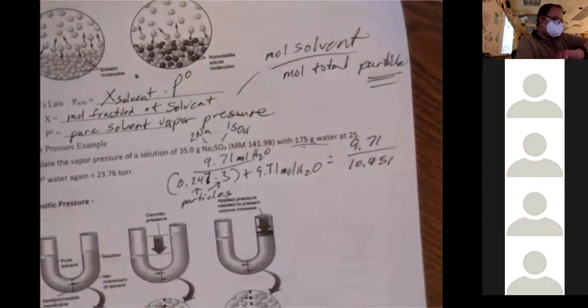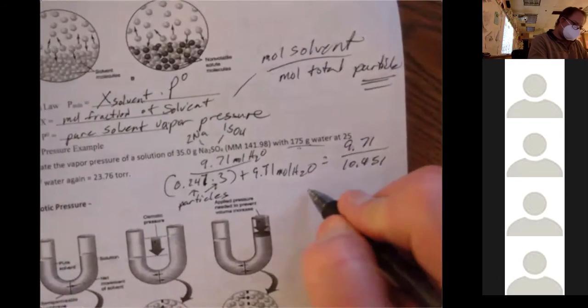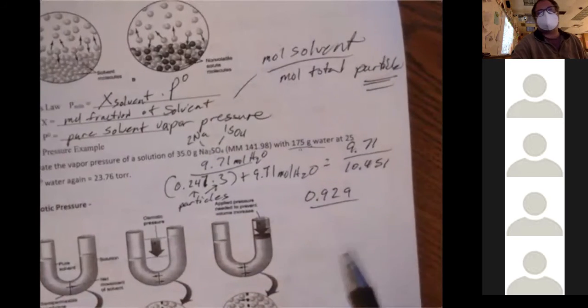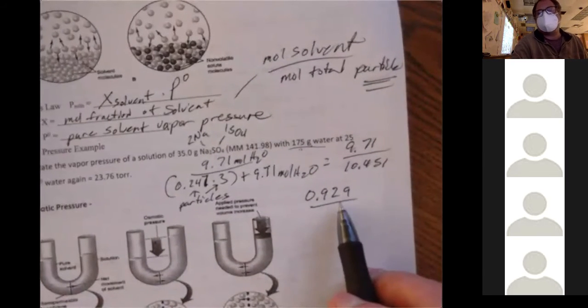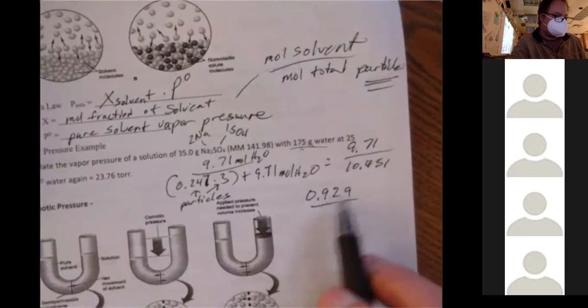9.71 divided by 10.451. It's about 0.929. So what that does, if we were to multiply this by 100, we would get the idea that mole-wise, 92.9% is water. This is like the amount of solvent we have compared to the whole thing.